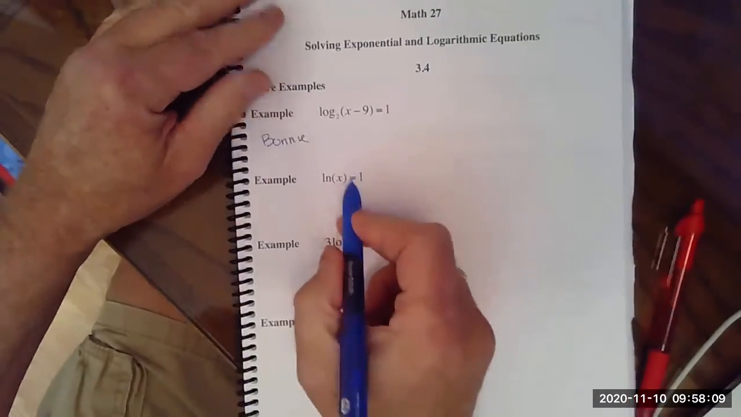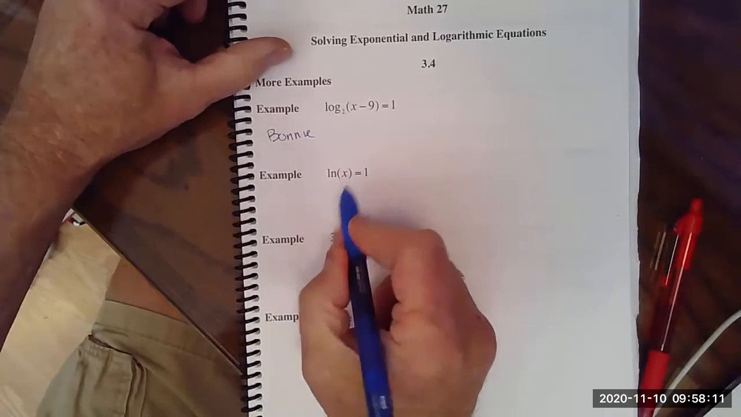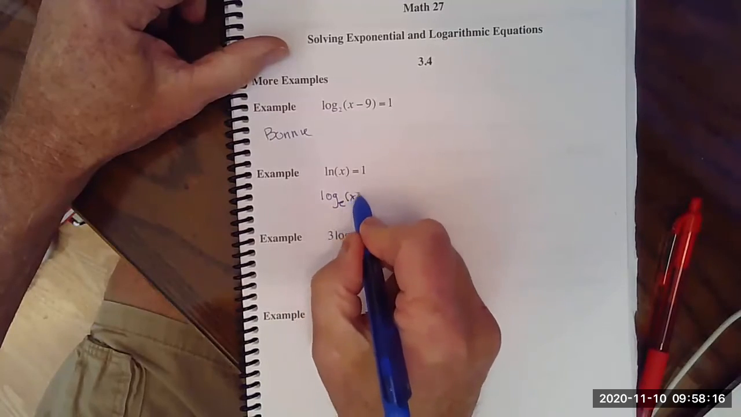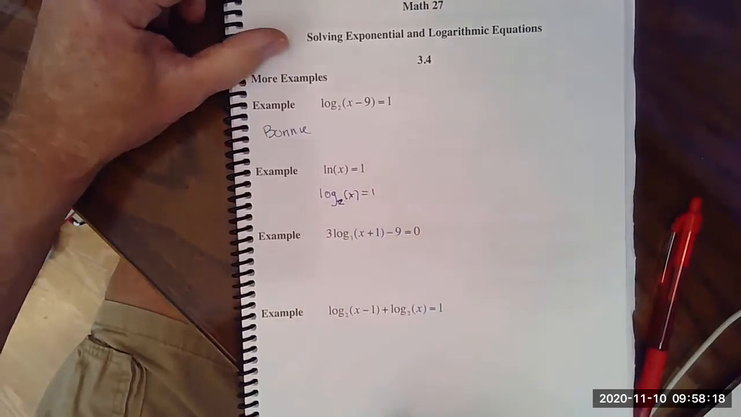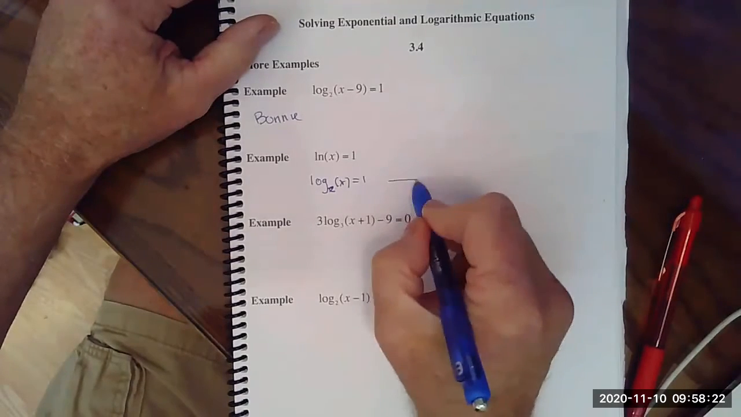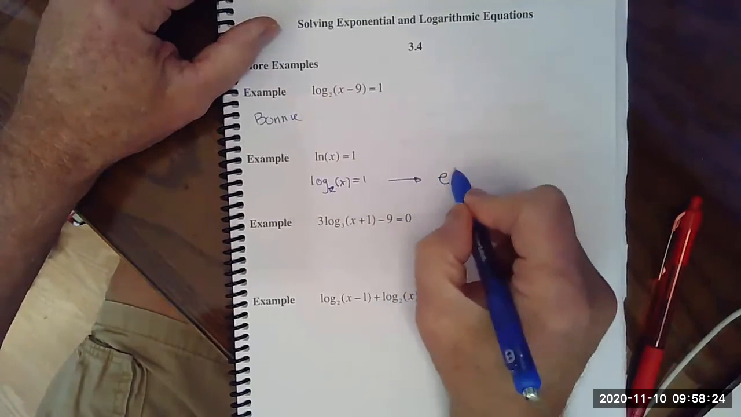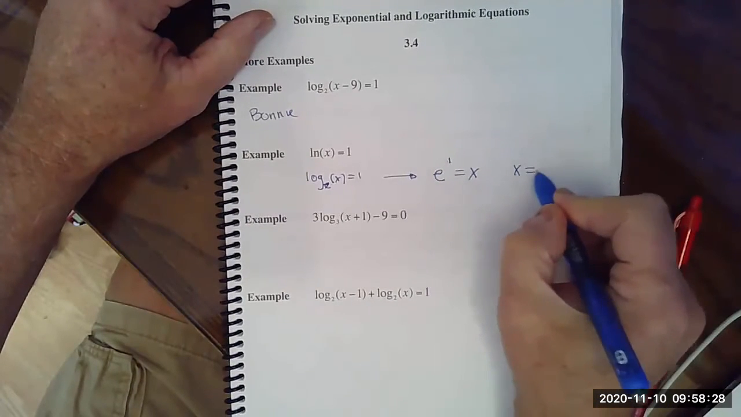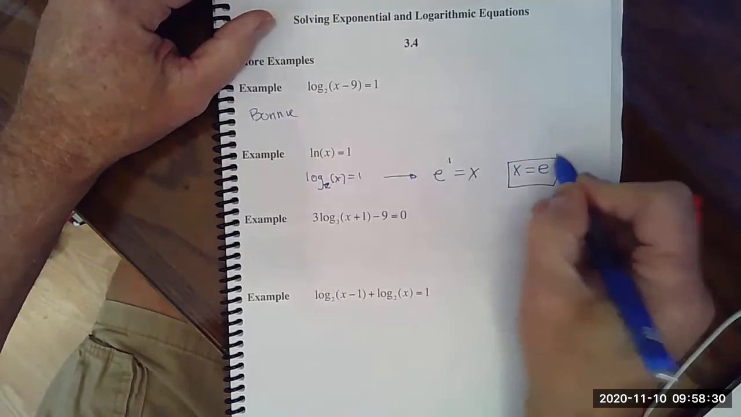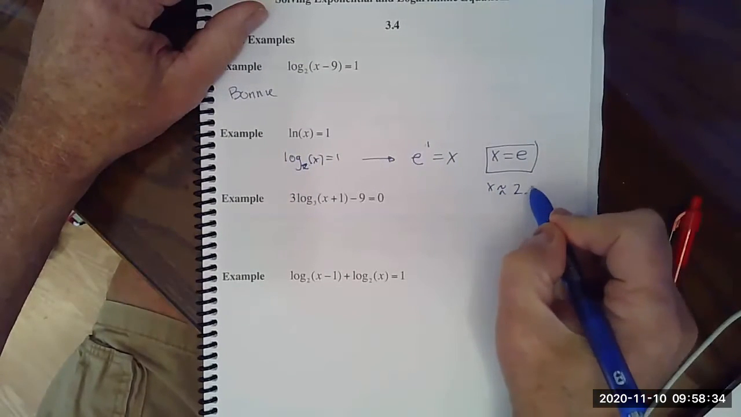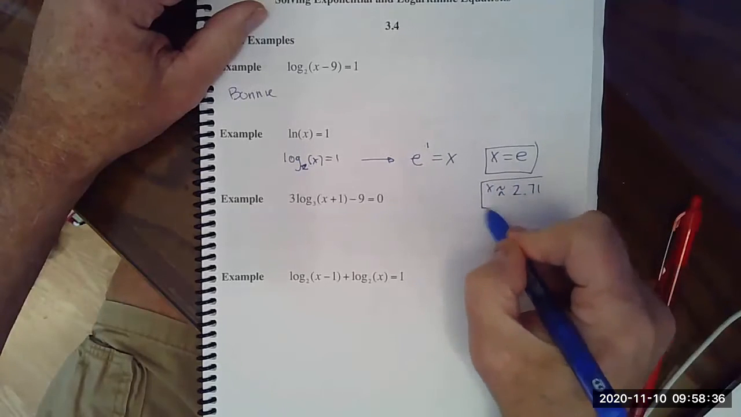I'll do this one. Here's what I'm going to do. It's a log base e. This is the little trick: log base e of x equals 1. If I were going to change it to exponential form, that would be e, base e, raised to the 1 power is equal to x. So there's an exact answer, or the approximation is 2.71-ish.